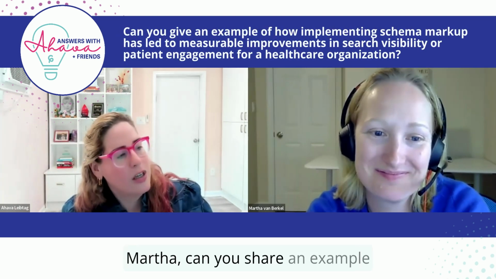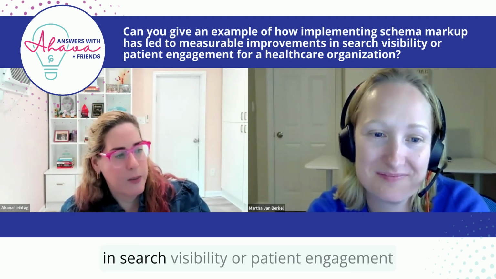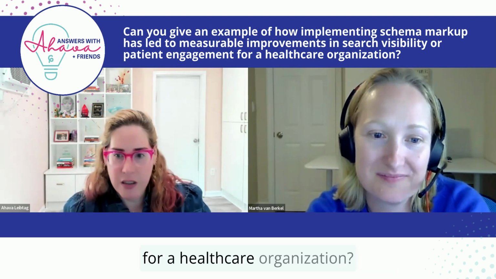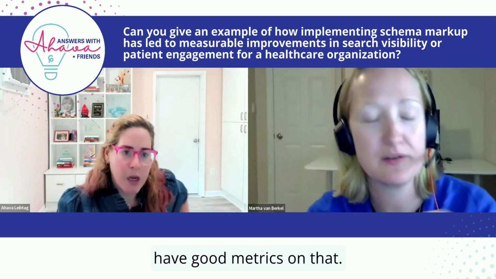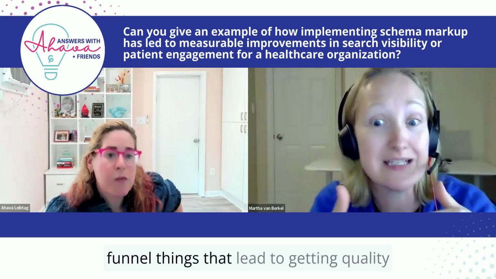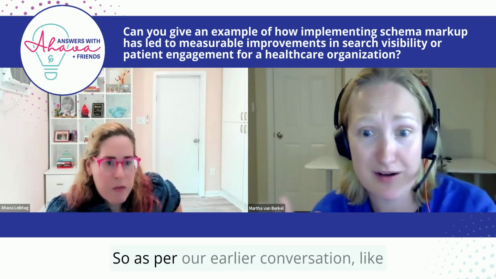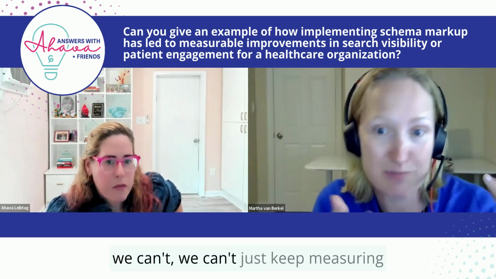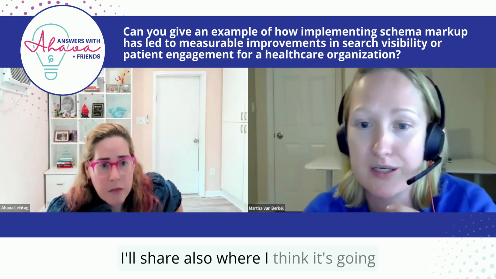Martha, can you share an example of how implementing schema markup has led to measurable improvements in search visibility or patient engagement for a healthcare organization? I loved your question about patient engagement because I don't have good metrics on that. Usually our partners would have that, but we can look at the top of funnel things that lead to getting quality traffic on the site. And these are changing, right? As per our earlier conversation, we can't just keep measuring the same things, but let's go through what we measure today. And maybe I'll share also where I think it's going.